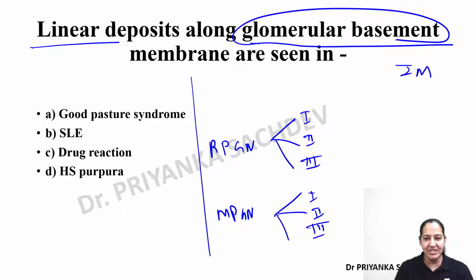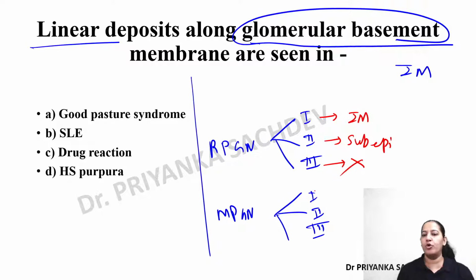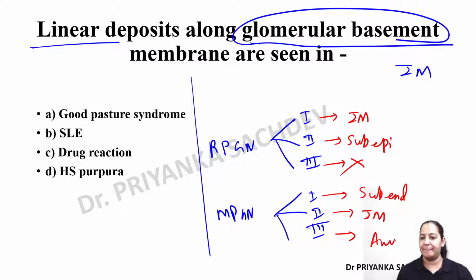In type 1 RPGN, it is Goodpasture. So the answer is intramembranous. Yes, Siddhika, the answer here is intramembranous. In type 2, it is subepithelial, same as that of PSGN. In type 3, no deposits are there. That was the summary of RPGN. In MPGN type 1, it is subendothelial. In type 2, it is intramembranous. And in type 3, it can be anywhere. That is the summary of deposits in MPGN.